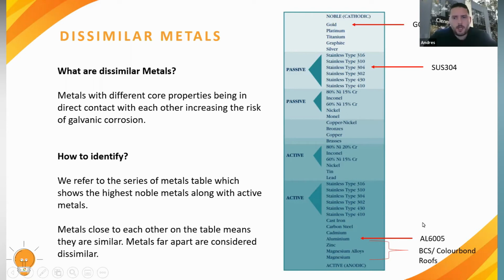A common material for the ColorBond and many roof sheets is an aluminum or magnesium alloy. The majority of our interfaces are stainless steel, and we can see the difference in how far apart they are on the table. So it is not a problem.